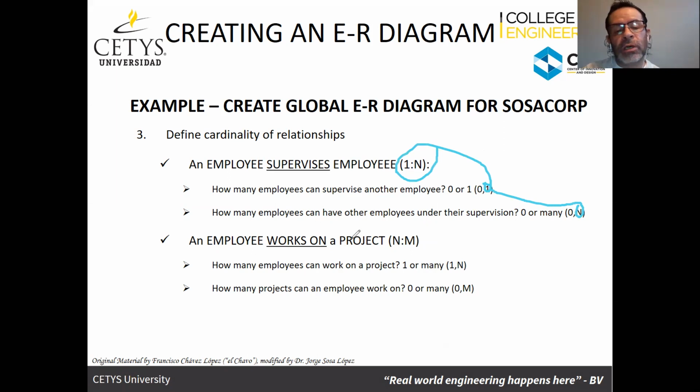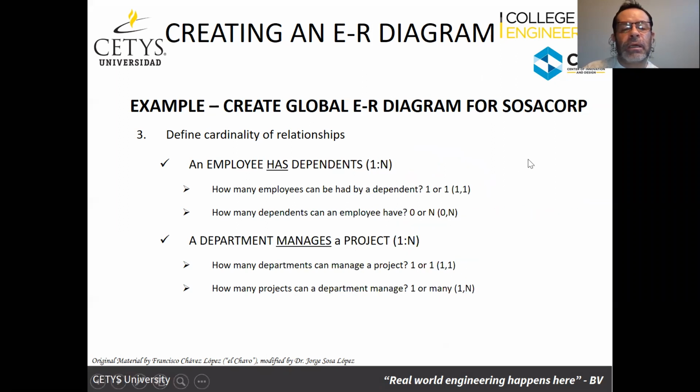An employee works on a project. How many employees can work on a project? One or many. How many projects can an employee work on? Zero or many. So from the maximums, we are able to identify the cardinality of the relationship. Then an employee has dependents. How many employees can be had by a dependent? One or one. How many dependents can an employee have? Zero or n. And from the maximums, we identify the cardinality of the whole relationship.